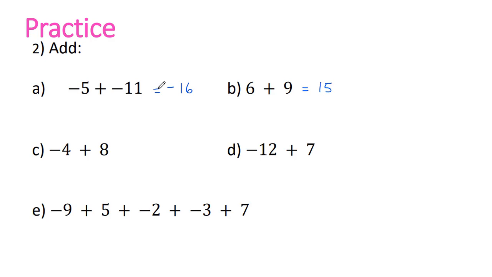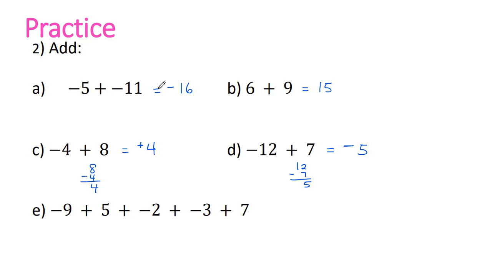For C, the signs are different. When the signs are different, we're going to keep the sign of the greater number, which is 8, and that's a positive integer, and then we're going to subtract. 8 minus 4 is 4, so my answer will be a +4. For D, we have a negative plus a positive. Again, we're going to keep the sign of the greater number, which is 12, and we'll subtract 12 minus 7, which is 5. So the answer here is -5.